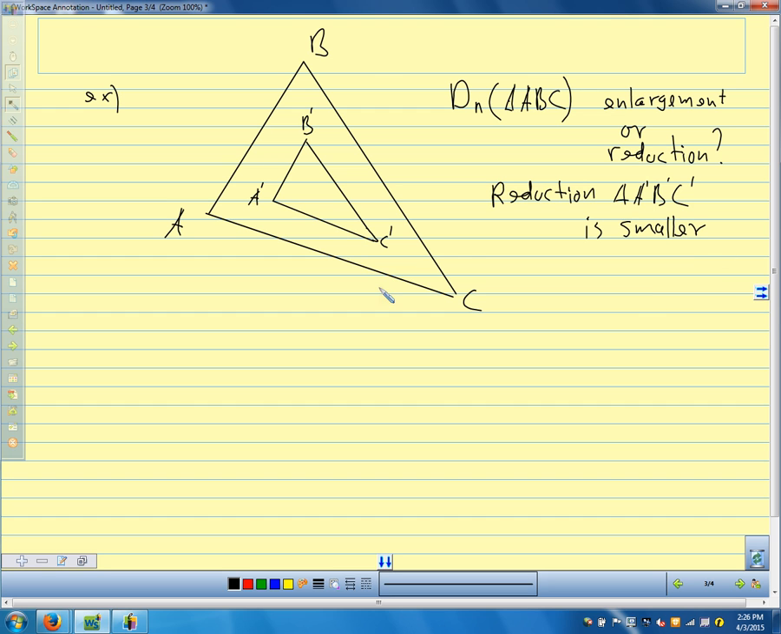All right, now we're going to add something here. I'm going to say A is (0, 4), C is (2, -4), D is (0, 4)... B is (4, 0). A prime is the point (0, 2), C prime is the point (1, -2), and B prime is the point (2, 0). Now I'm going to say, what is n? What is the scale factor?